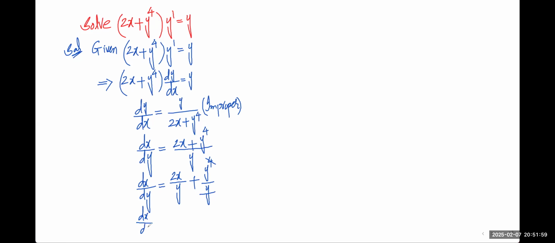dx by dy. If you take this value to that side, we get negative. I want to write it like that: 2 by y into x. The same thing you will get now is equal to y to the power of 3. Is this step clear for everybody? dx by dy minus 2 by y x. Yes, sir.